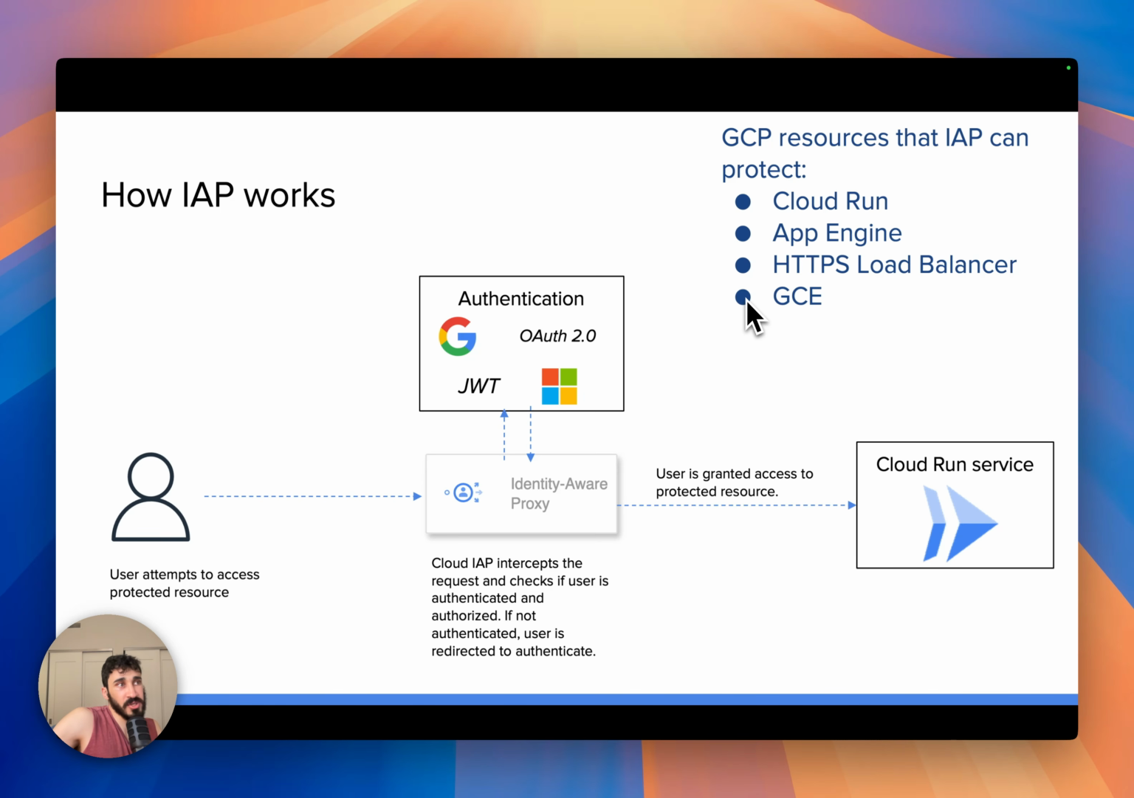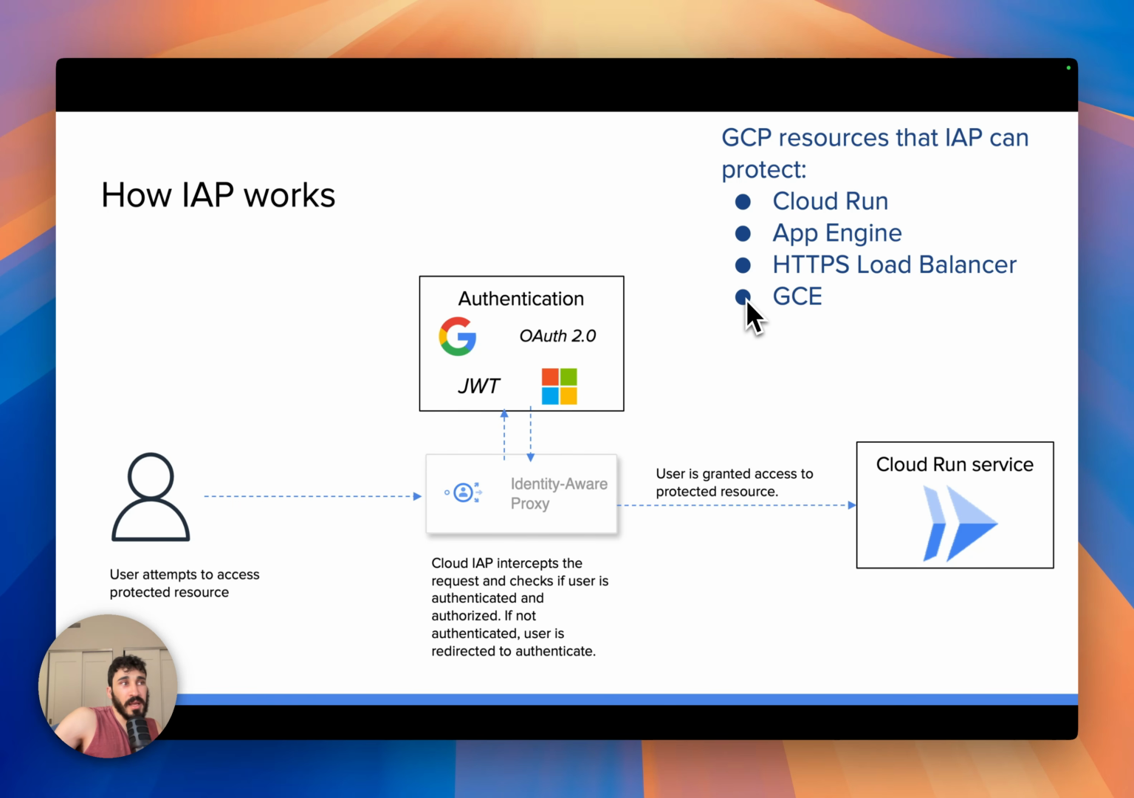IAP checks if the user has authenticated and is authorized to access the service. If not authenticated, then the user is redirected to authenticate, essentially verify their identity with one of the methods above. And then if the user's identity checks out and they have the necessary permissions, they get granted access to the Cloud Run service. So IAP adds this layer of identity verification.